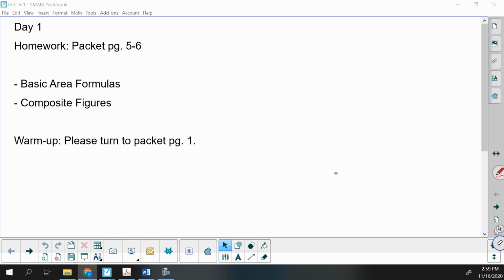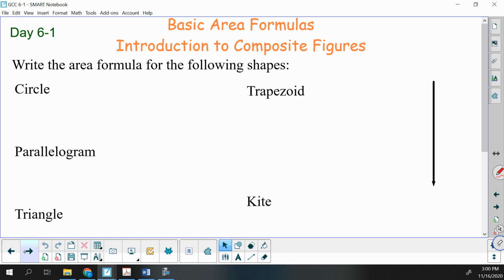You will be able to use this formula sheet on quizzes and tests in the unit. I will provide you a separate copy of it so that you won't have your packet out during the quiz or test, but I'll give you a clean copy so that you have that to use. So packet page 1 is not that formula sheet, it's actually the next page, and we're just going to go through some of those area formulas.